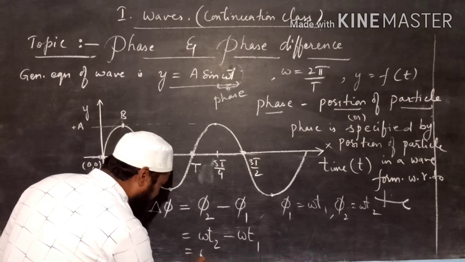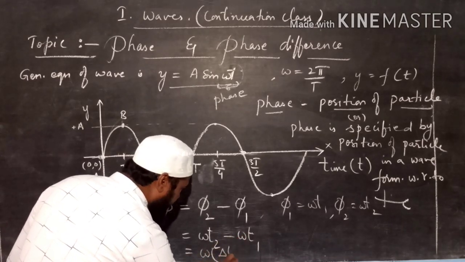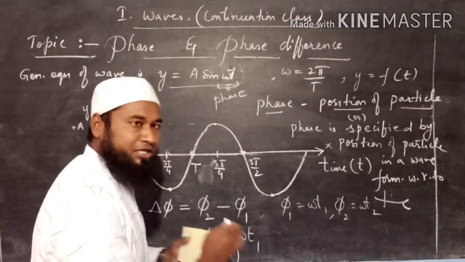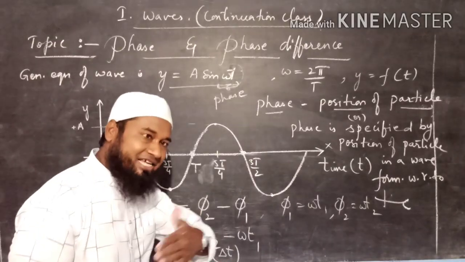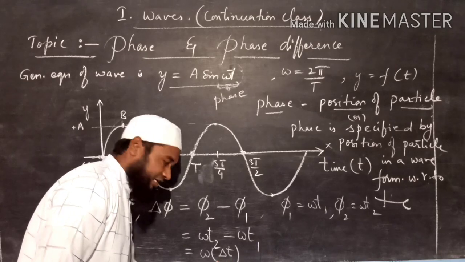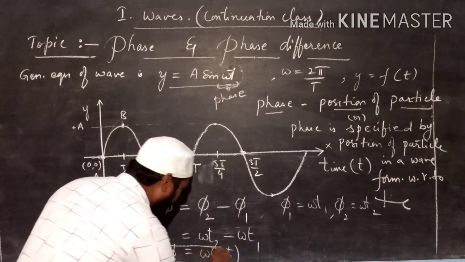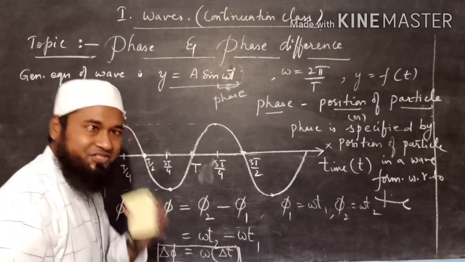Again we can make it short. Omega times (t2 minus t1). T2, the higher time, minus the lower time is called the time interval, so that can be written as change in time. So t2 minus t1 can be written as delta t, and on this side delta phi. So this is the formula for phase difference.